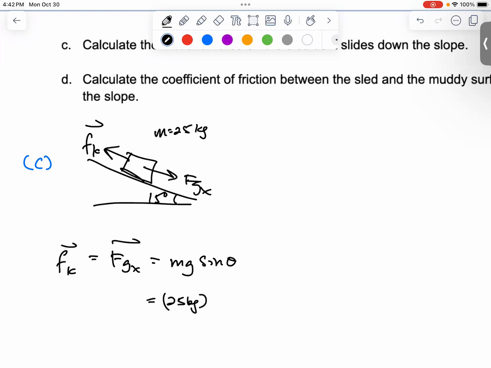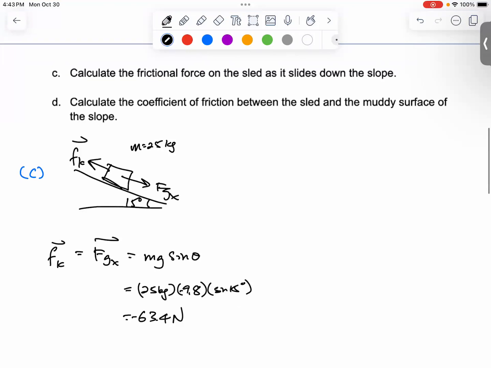That would be 25 kilograms times 9.8 times sine of 15 degrees, which is 63.4 newtons. We'll go ahead and put a negative in front of it because it's going in the opposite direction as the motion.